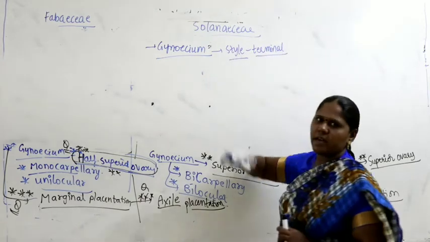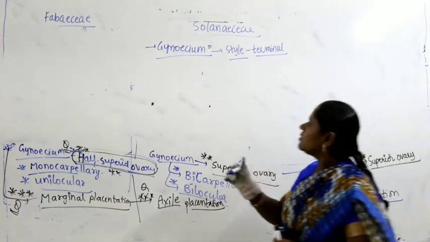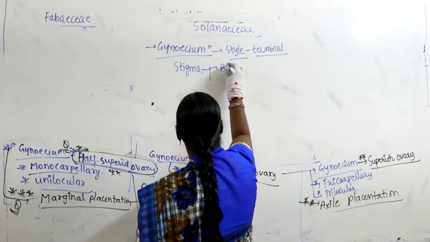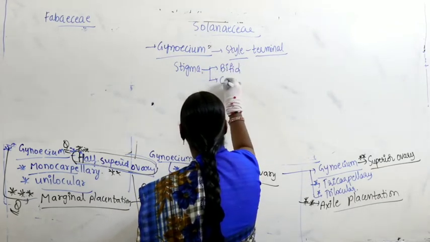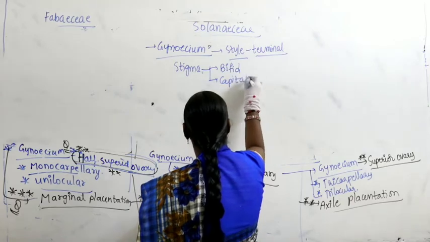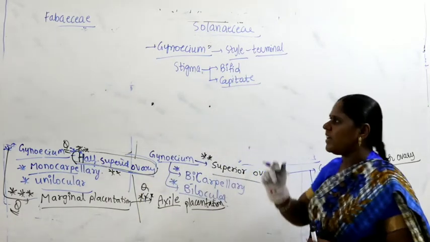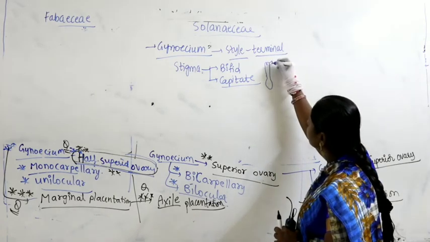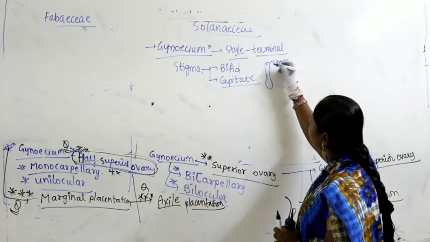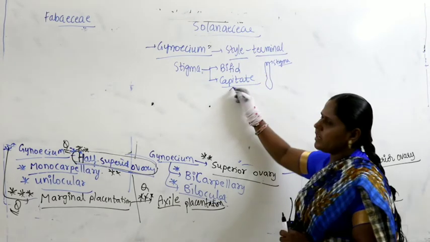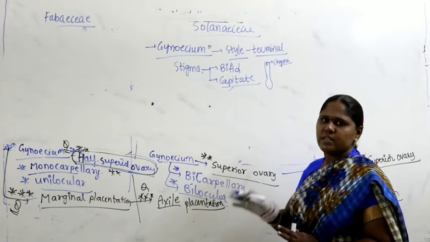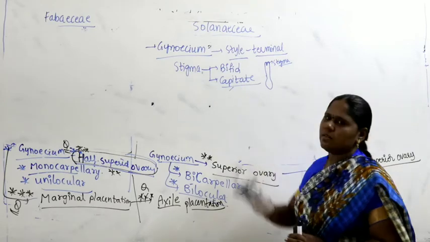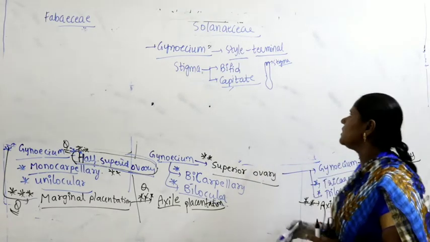Obviously, at the tip of the style we find the stigma. Here we say the stigma is bifid and capitate. Bifid means it shows an invagination; this is the stigma, and it shows only one invagination. Capitate means an uneven surface, not an even surface. It has some invaginations, so we say capitate. That is what we find in the stigma of Solanaceae.